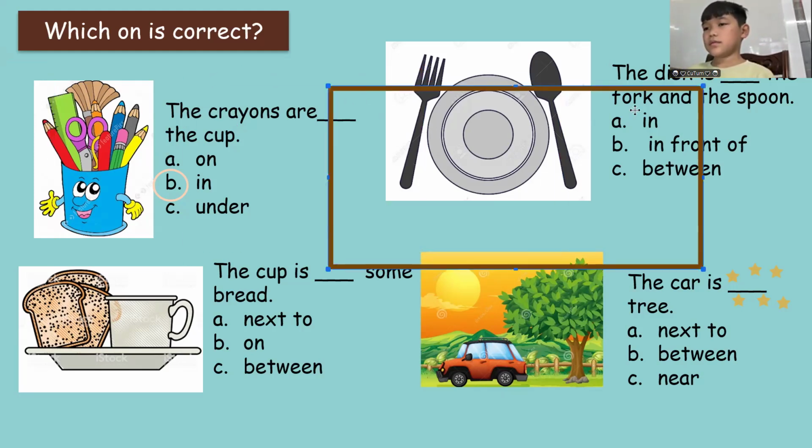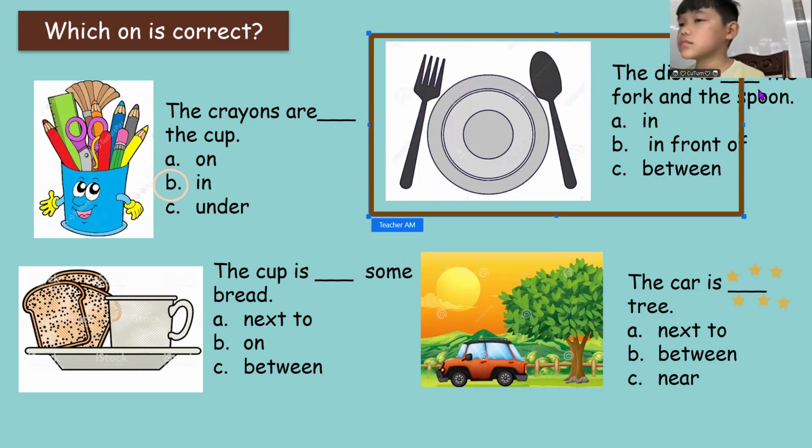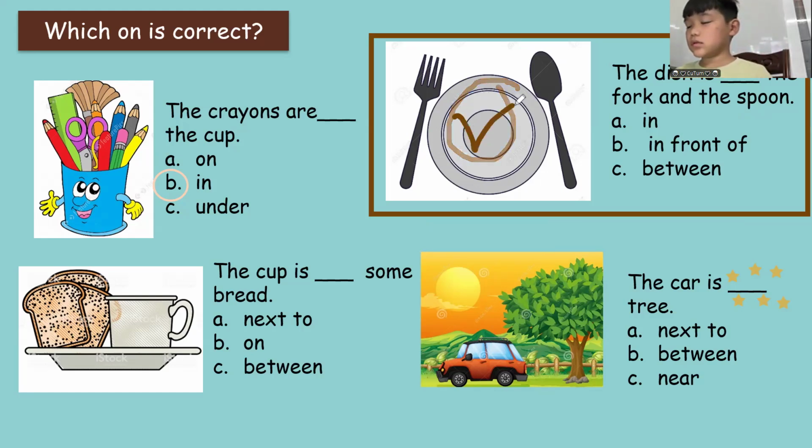Okay, now look. Where is the dish? Where is the dish? The dish is between the fork and the spoon. All right. Okay, say between. Between. Nice. Okay, one more time. The dish is between the fork and the spoon.